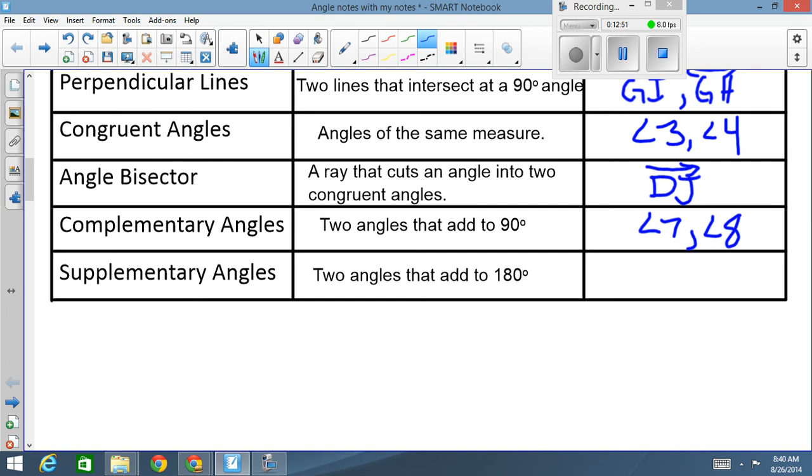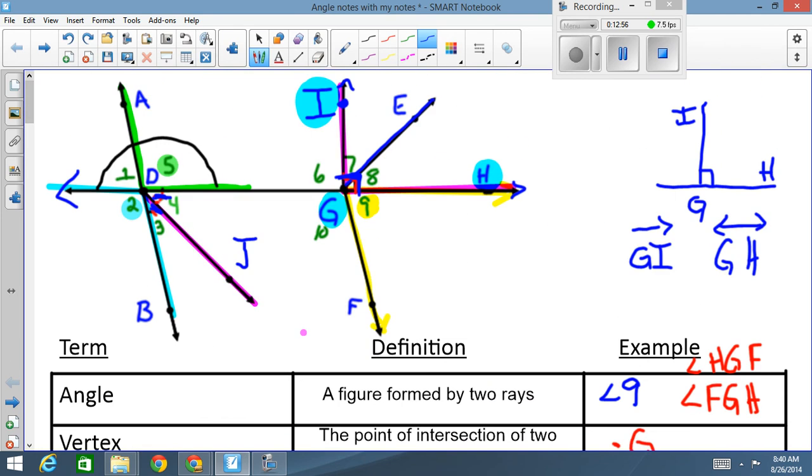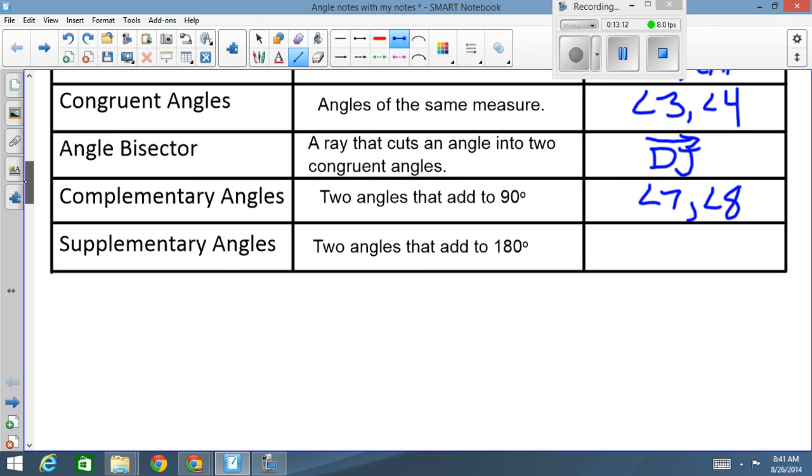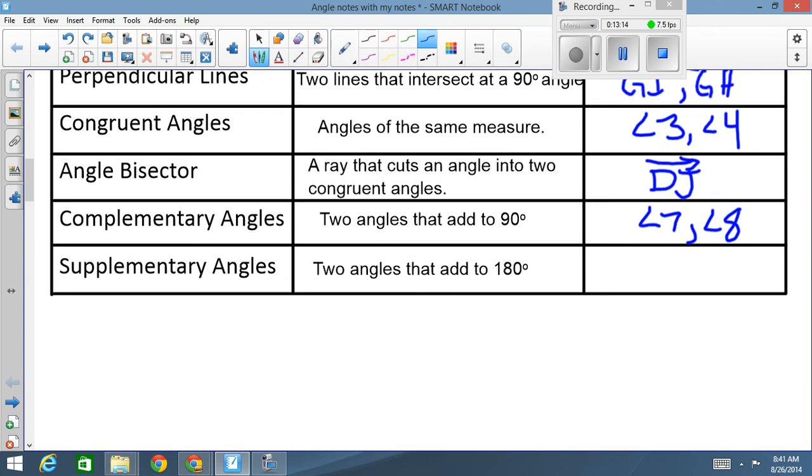Supplementary angles are two angles that add to 180. Well, if I go back up here, remember that we did our linear pair over here. And the definition of linear pair is two angles that add to make up a line. Well, a line is 180 degrees. So angles 1 and 5, once again, we used those for a linear pair, but 1 and 5 can also be used as our supplementary angles, two angles that add to 180.